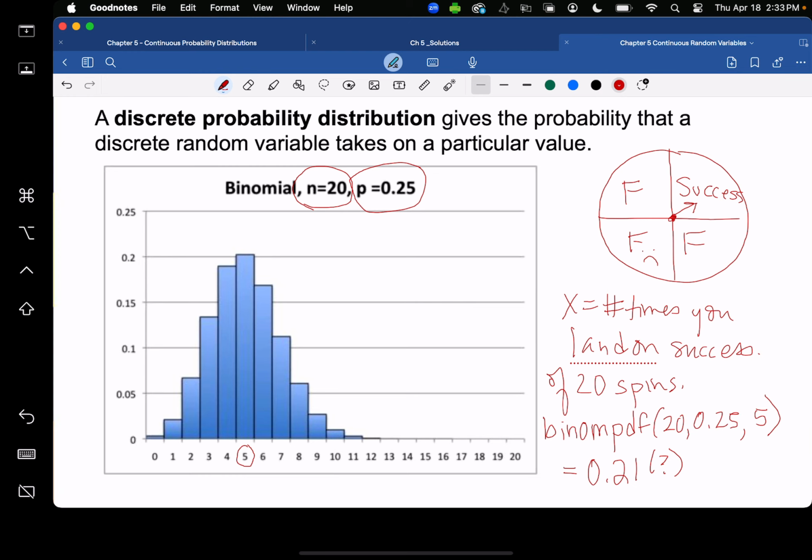And of course, we see that the probability of getting success 11 times is pretty low. So this is just a discrete probability distribution. Even though you don't know the outcome of the experiment, you know that a 4, a 5, or a 6 are pretty likely outcomes, and a 1 or an 11 are pretty unlikely.